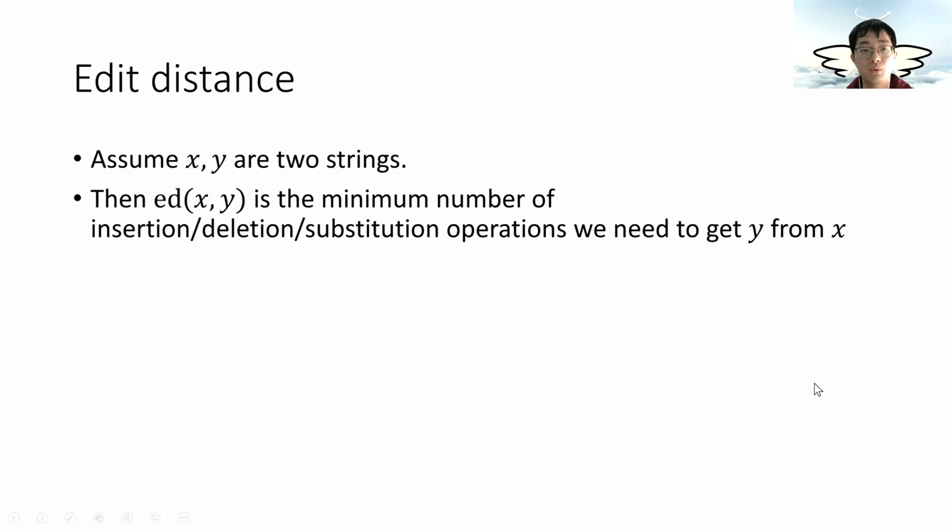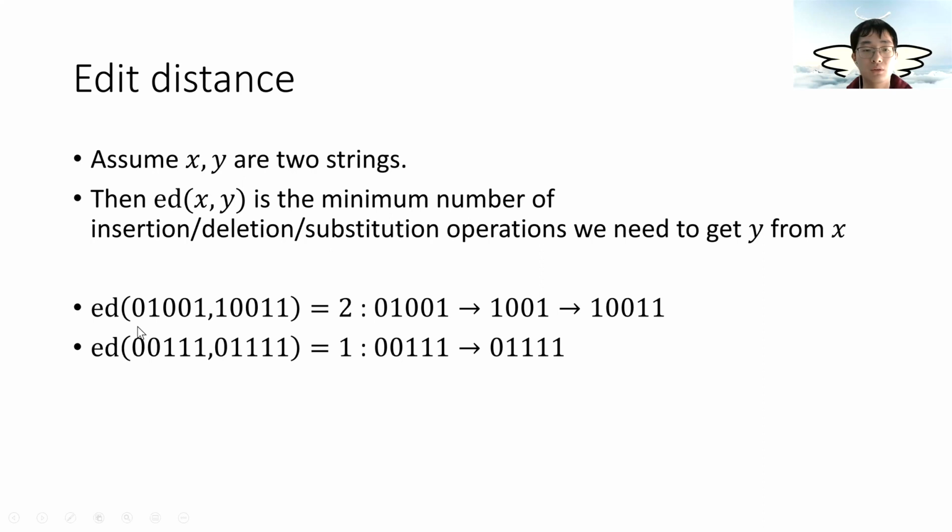Let's first define what an added distance is. Assume we have two strings, x and y, and the added distance between x and y is the minimum number of insertion, deletion, and substitution operations that we need to get y from x. For example, if the first string is 01001 and the second string is 10011, then you need two edits. For example, you can remove the first character and add the last character. On the other hand, if here are your two strings, then you only need one substitution.